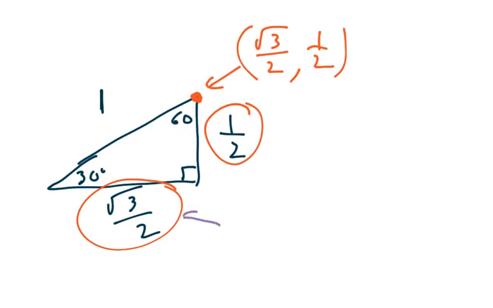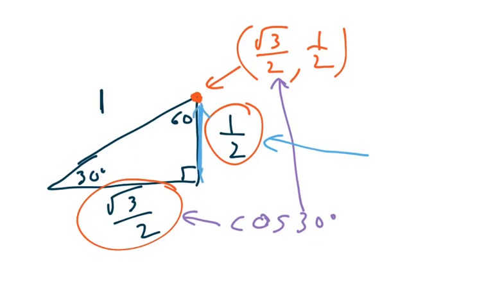Again, this corresponds to cosine of 30 degrees, which is square root of 3 over 2, you see. And the 1/2, remember, this y coordinate is equivalent to sine. So we just learned that the sine of 30 degrees is simply 1/2, right? So pause the video real quick and take notes on this, guys.